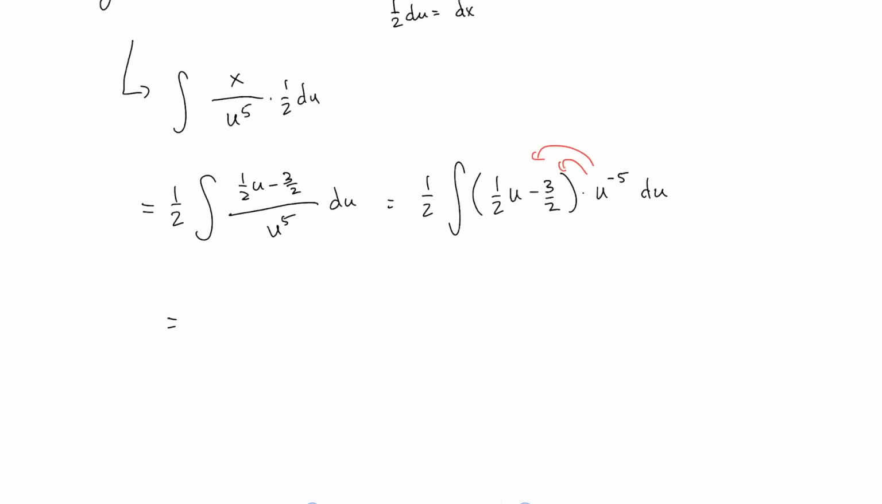We get 1/2 out front. And then, remember, when you distribute in this situation, you should be adding the exponents. Like, this is a u to the 1. U to the 1 times u to the minus 5. I add the exponents and I get minus 4. So this is going to be 1/2 u to the minus 4, and then minus 3/2 u to the minus 5.